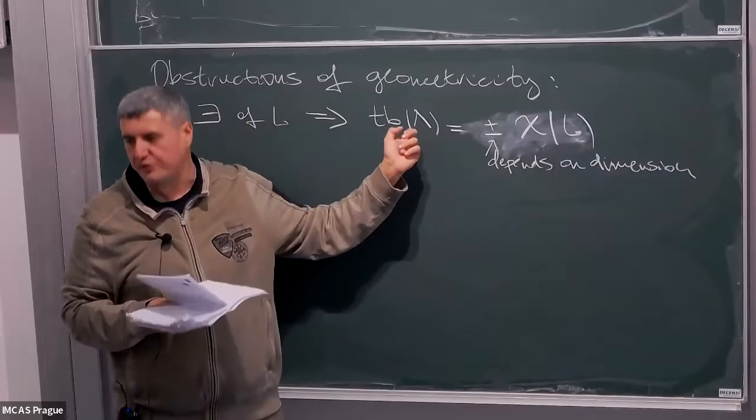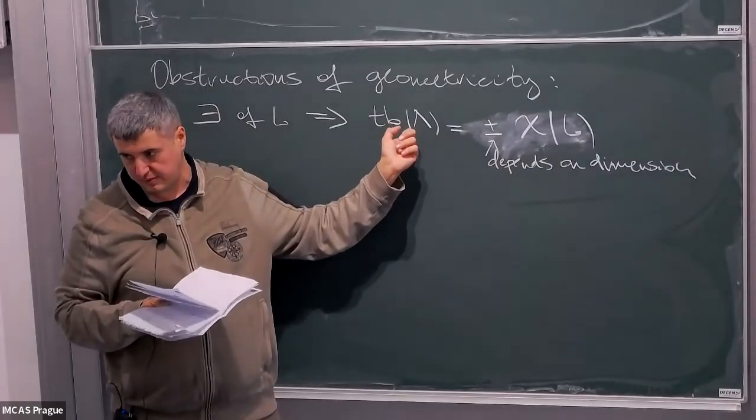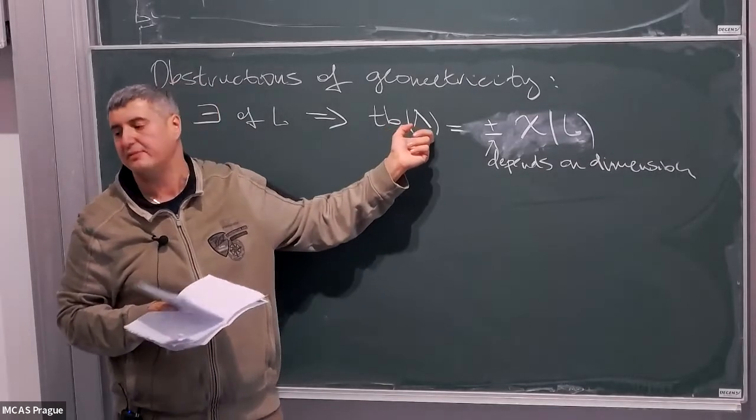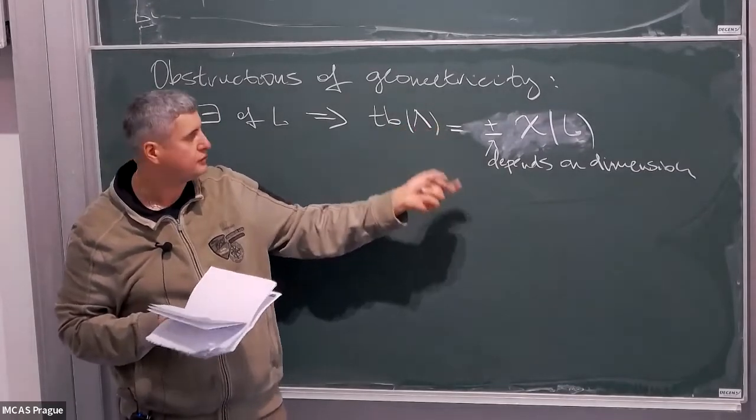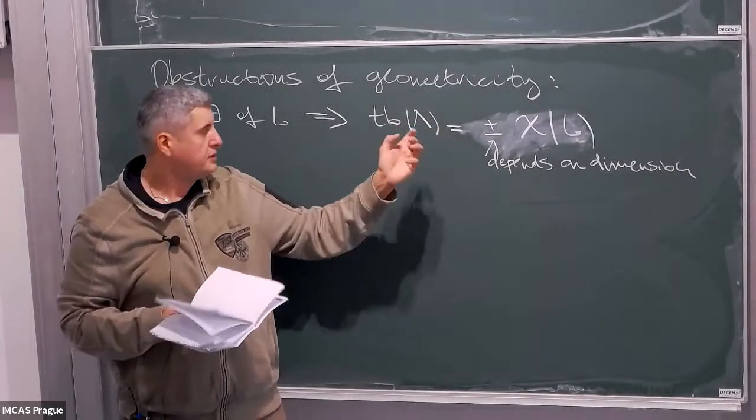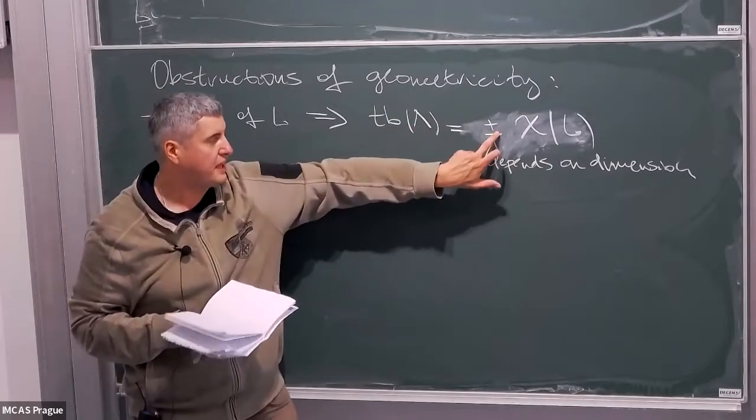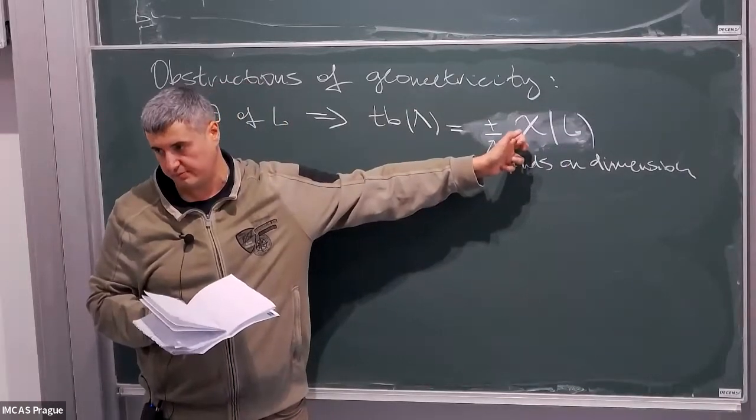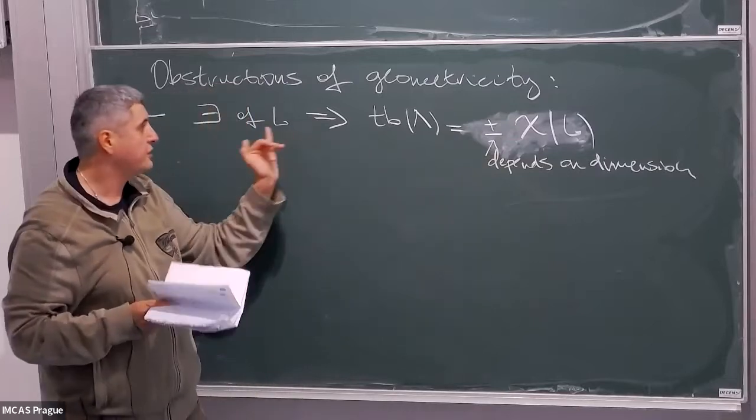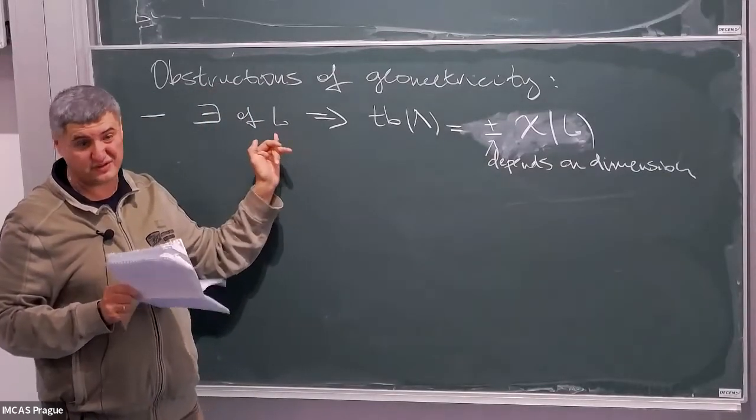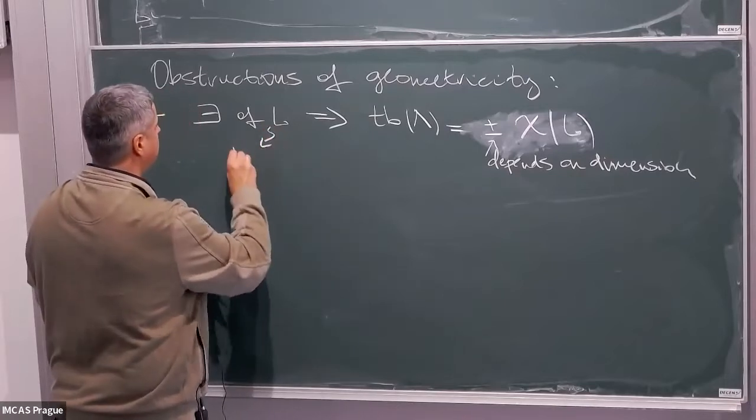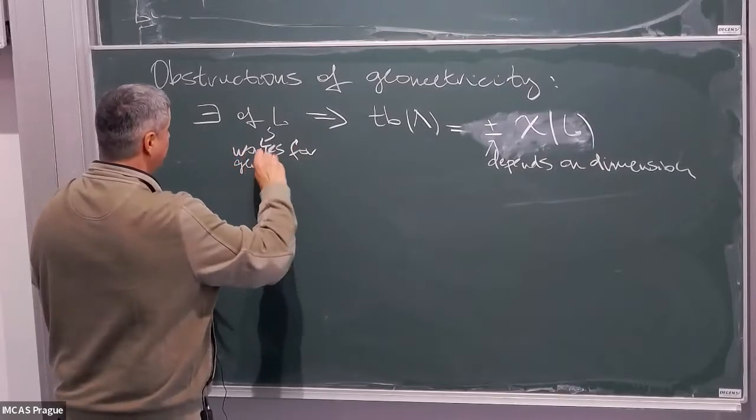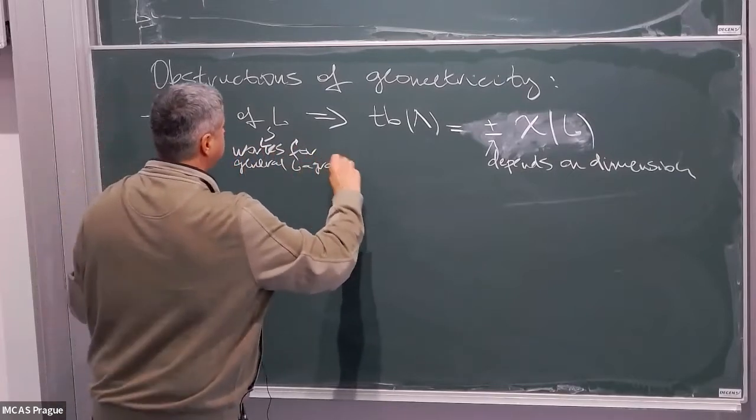TB of lambda is some numerical invariant that you can associate to lambda. I won't provide the definition, but it's some number. Basically, I just want to say that there is some numerical obstruction: this number is equal to plus or minus the Euler characteristic of L, where the sign depends on the dimension of lambda. So this is the first obstruction, and it works not just for exact Lagrangians, but for general Lagrangian fillings.